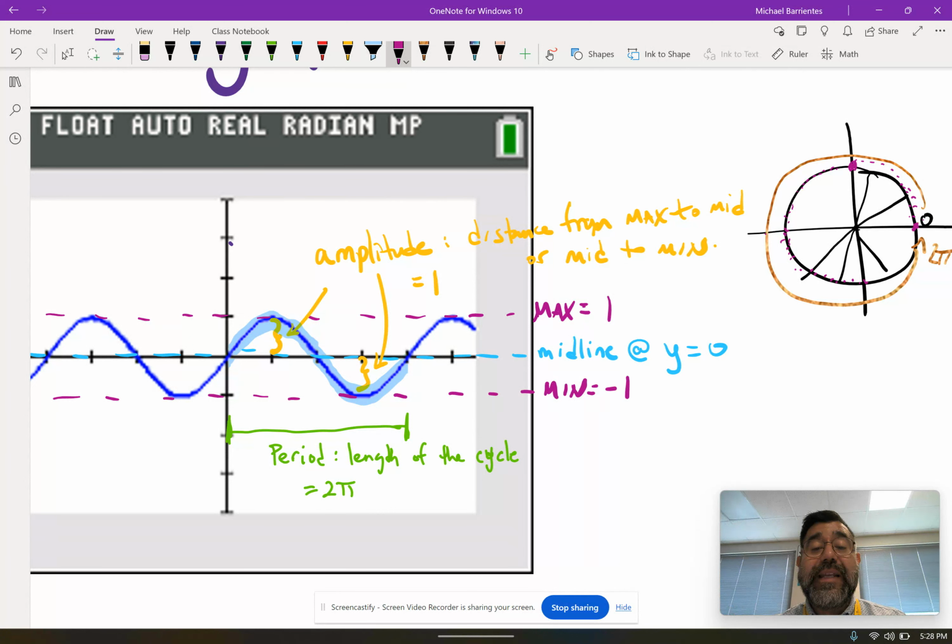But these are the main ideas that we use this week. In order to describe sine and cosine functions, we need to know where's their midline, what is their amplitude, can I figure out the maximum value, can I figure out the minimum value, can I figure out the period. Those 5 things are really the focus of this week.